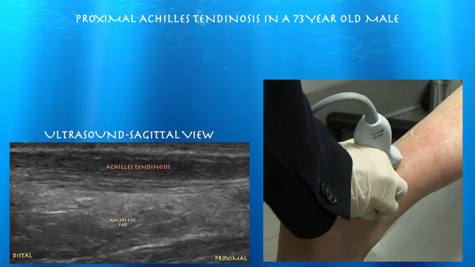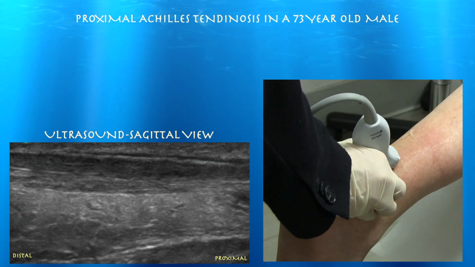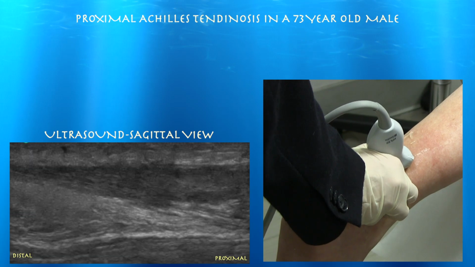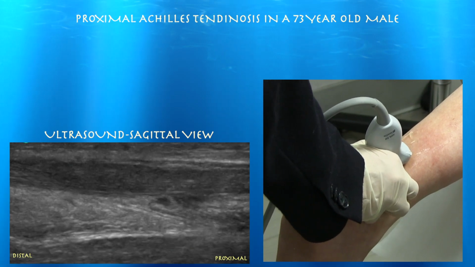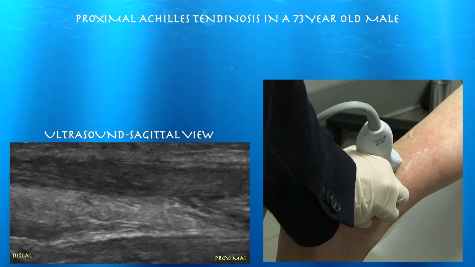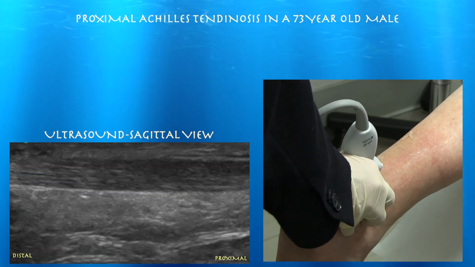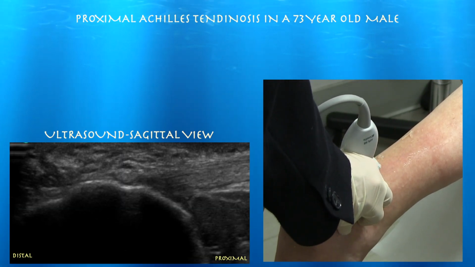You can see Kager's fat pad underneath that. Here, right there. So this is where he's most tender, and you can see this is where the tendon is very thickened and boggy, consistent with pretty severe tendinosis of the proximal Achilles tendon. And I think that's really what's going on.